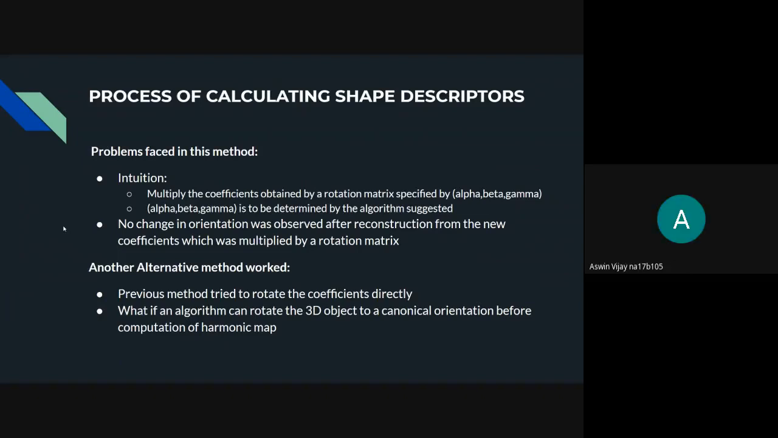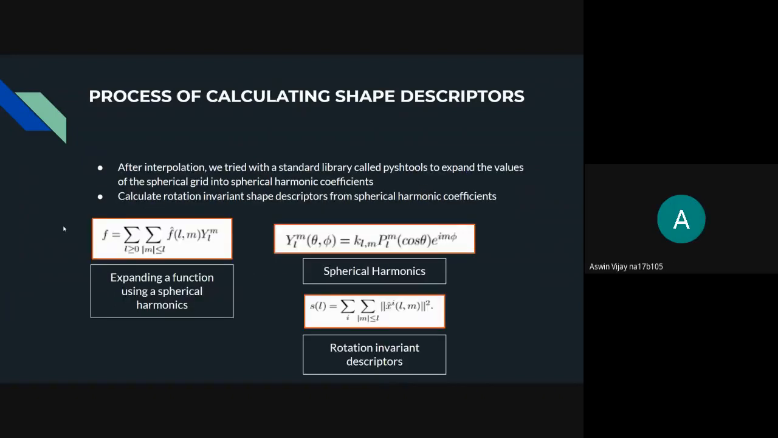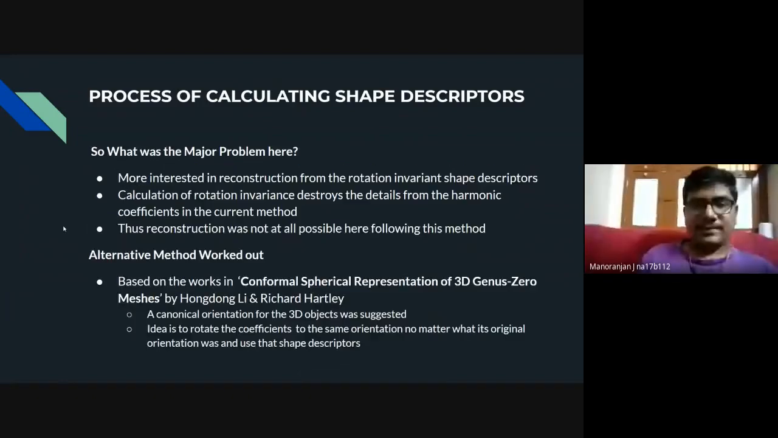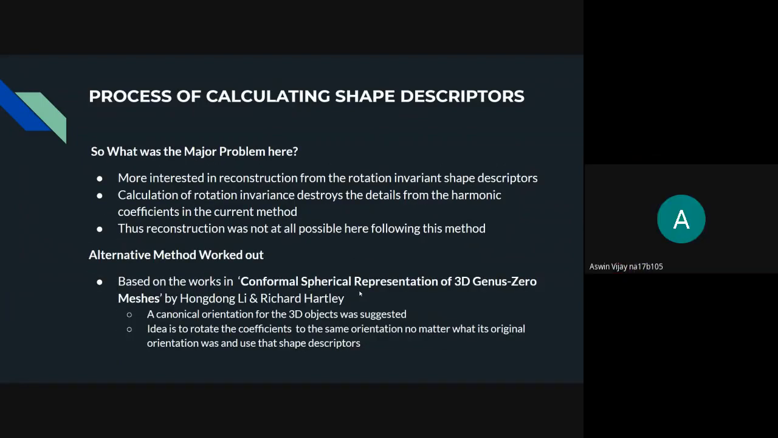Sir, this invariance worked for 2D in the previous paper. Sorry, come again? This rotational invariance, they tried it in the paper and it worked. Which one? You mean this part that I am telling you, for this paper, the conformal spherical representation? Yes. They claim it's working. They claim that it is working for 3D objects.